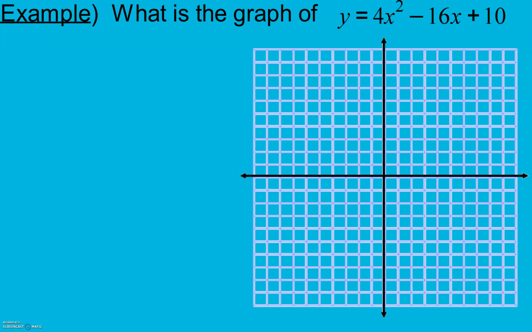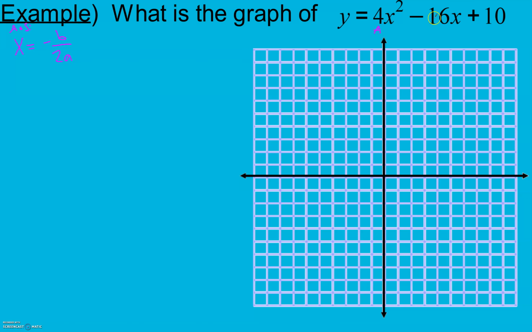Here's another example. So again, it's in standard form. So whenever it's in standard form, we are going to start off with our axis of symmetry, -b over 2a. So our axis of symmetry is always x equals -b over 2a. Here my a is 4, my b is -16, and my c is 10. So negative, or the opposite of -16, which will give me +16, over 2 times a, is going to give me 2. So my axis of symmetry is going to be the line x equals 2.